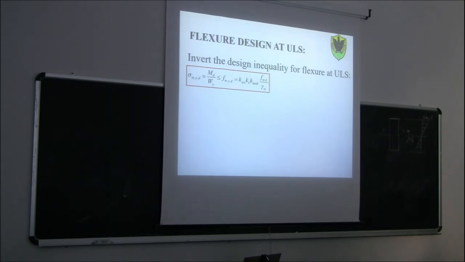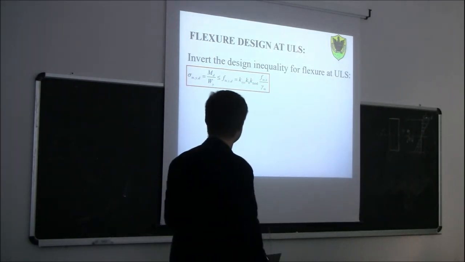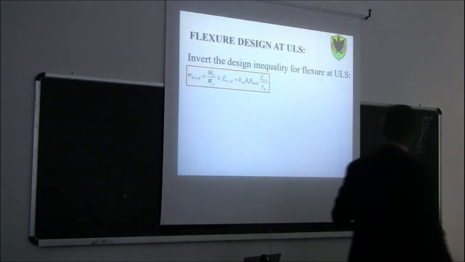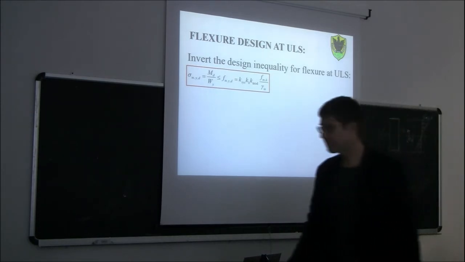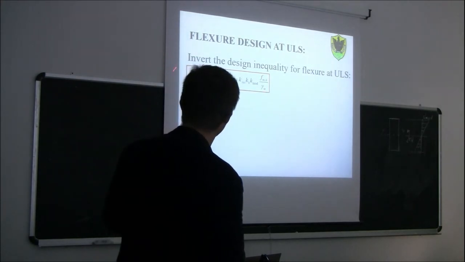The design strength, if you look at the formula that we derived last week, is the product of three coefficients: system coefficient k_sys times size coefficient k_h times k_mod times f_m,k. f_m,k is the characteristic bending strength of timber divided by gamma_M, the partial safety factor.